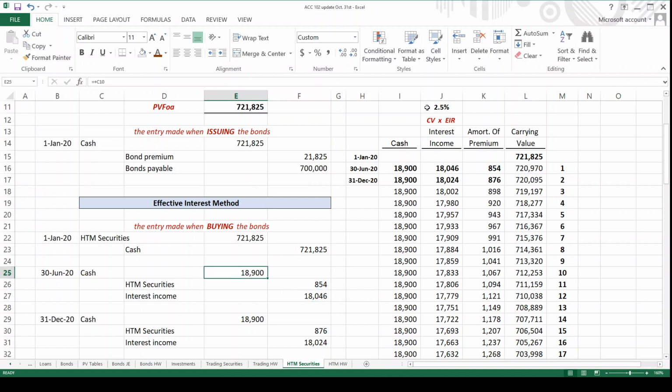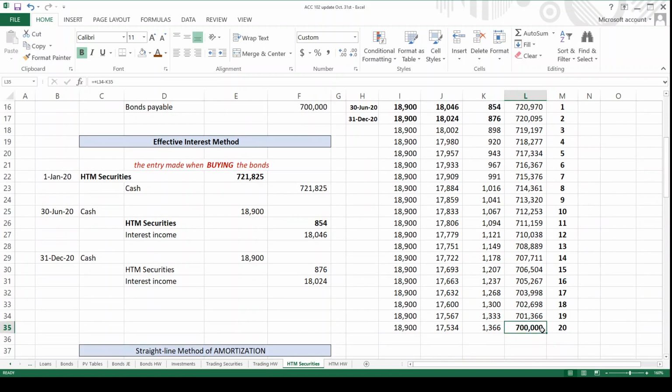But now our debits don't equal our credits. So we are going to credit HTM Securities, that's the asset account, for the amount of amortization. And what's going to happen over time is the carrying value of the bond is going to decrease. Yeah? So this is a debit. Yeah? This is a credit. And we're going to gradually reduce the carrying value over the period of 10 years.